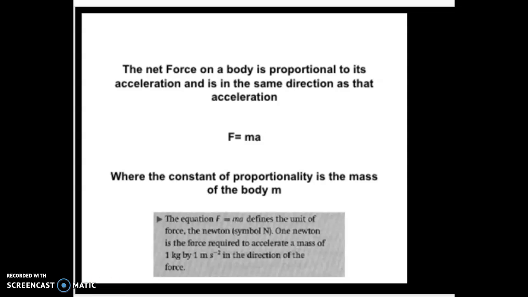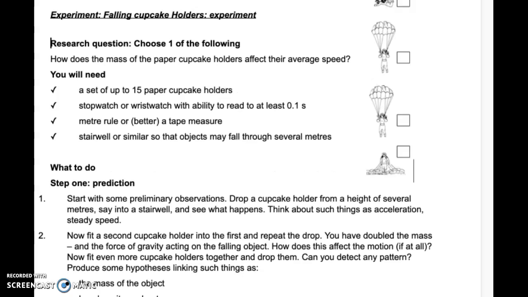Now, your task is to look at what happens to an object in terms of the forces acting on it when it falls through the air. Here is your task. The research question is as follows. How does the mass of a paper cupcake holder affect its average speed? So you're going to use cupcake holders, little fluffy, lightweight paper cups. And if we don't have any, you can make them. You can just make paper cones. That will do. How does the mass affect its average speed?